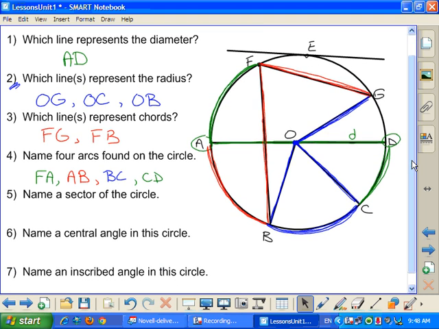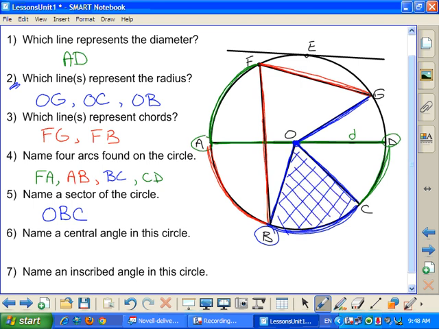Okay? Name a sector of the circle. Sector. So a sector is a pie piece. So using a blue pen, here's a pie piece right here. So for the sector, you just got to label the 3 points or 3 corners to indicate a sector. So if I start at the center of the circle, I would go O to B to C. So OBC is the blue shaded area here. So this is my sector.